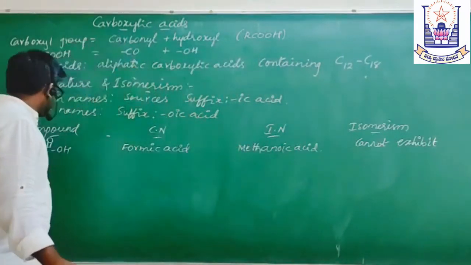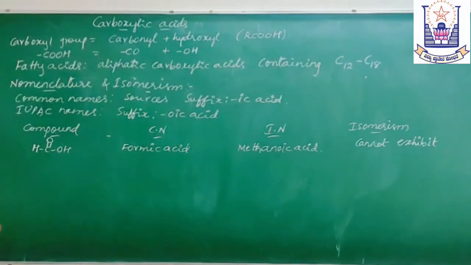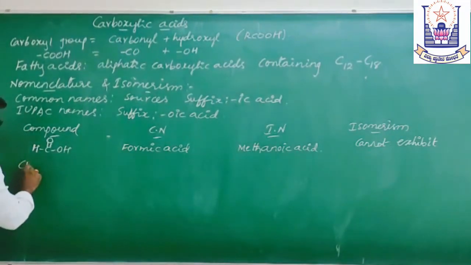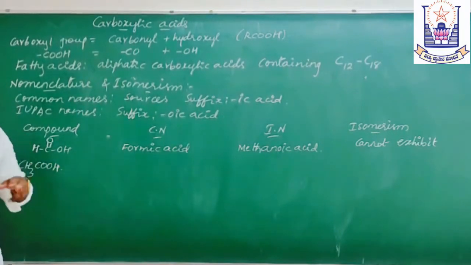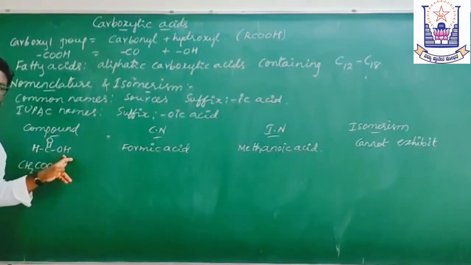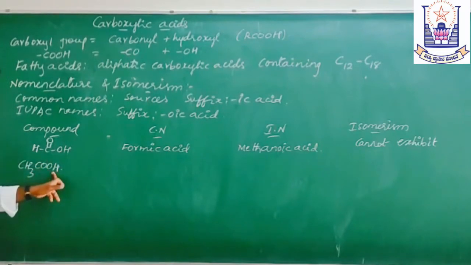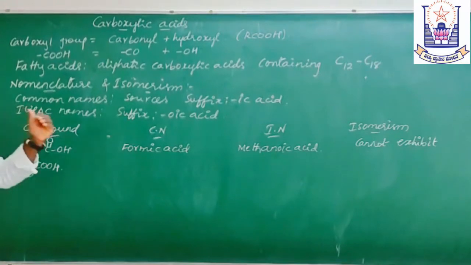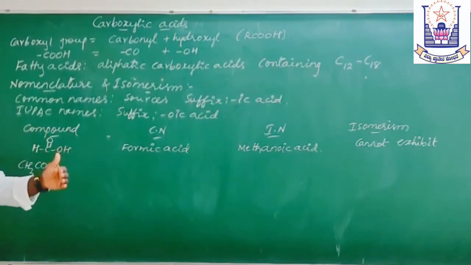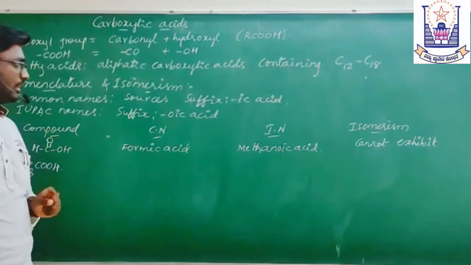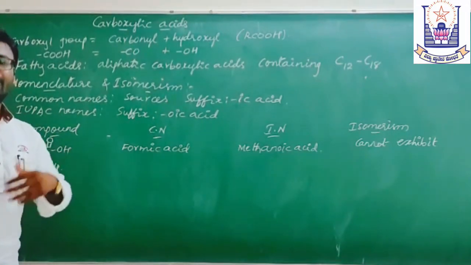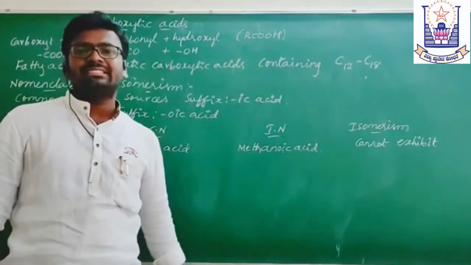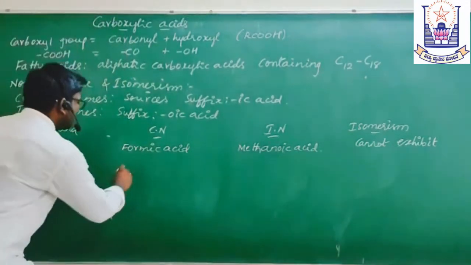Come to the second compound of the homologous series, CH3COOH. Here you need to understand we can write this COOH in this form or in this form. This occurs in vinegar, and it is called acetic acid. For vinegar, in the Latin language they call it acetum. So now it is called acetic acid.